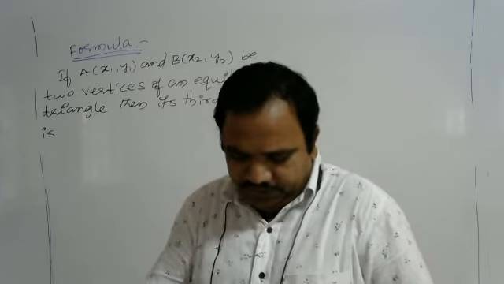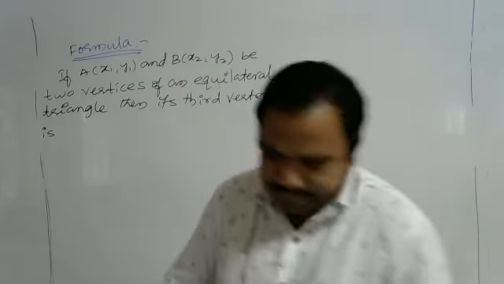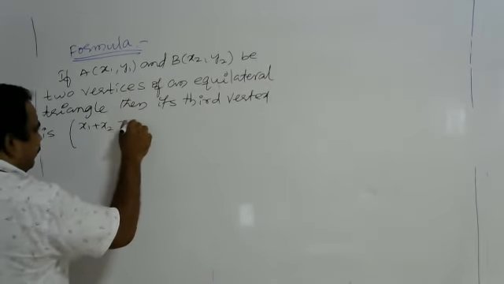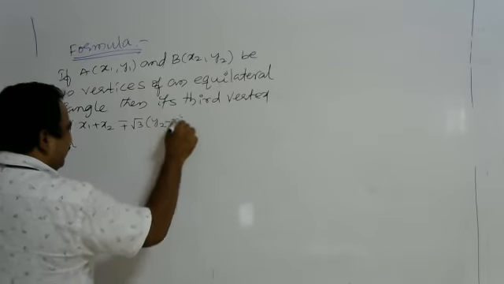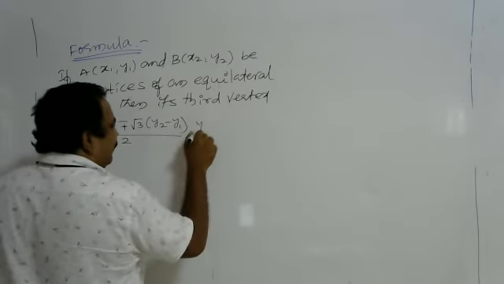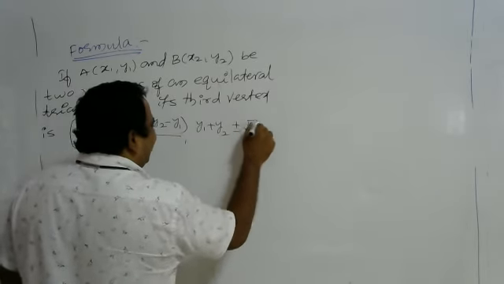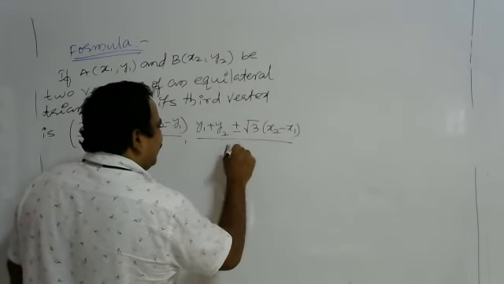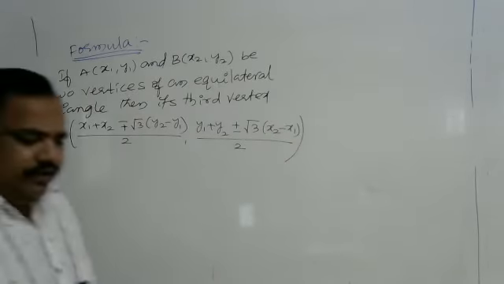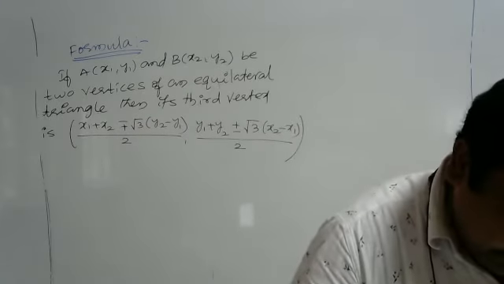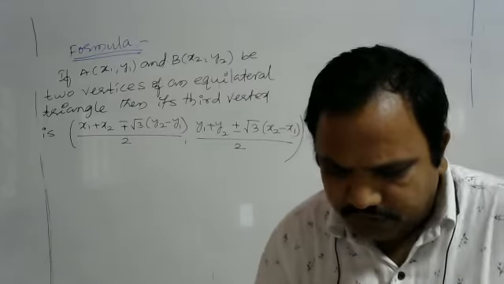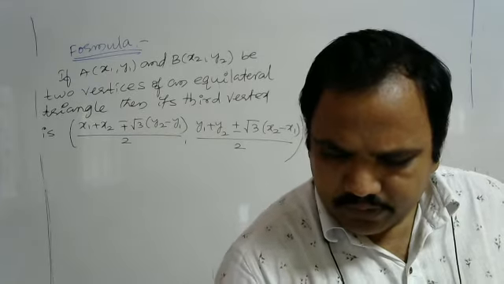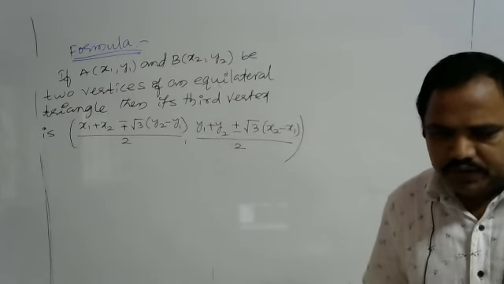The third vertex is ((x1 + x2 ∓ √3(y2 − y1))/2, (y1 + y2 ± √3(x2 − x1))/2). You just note down this formula.